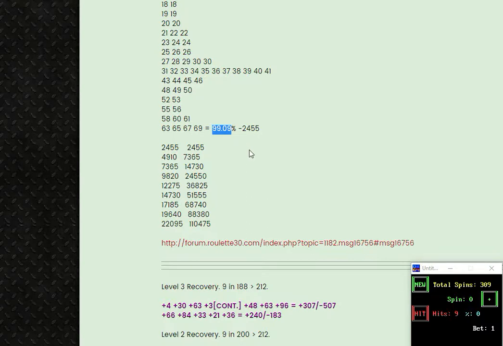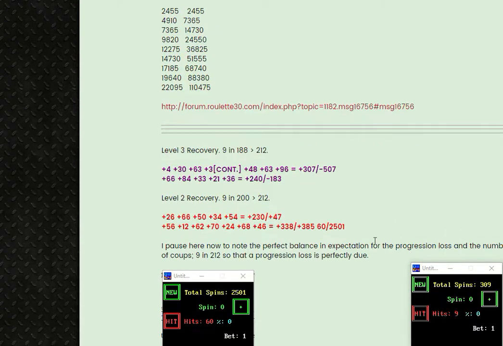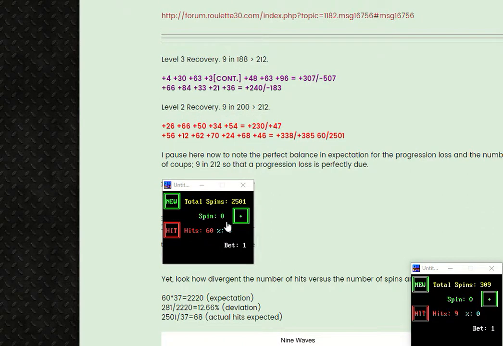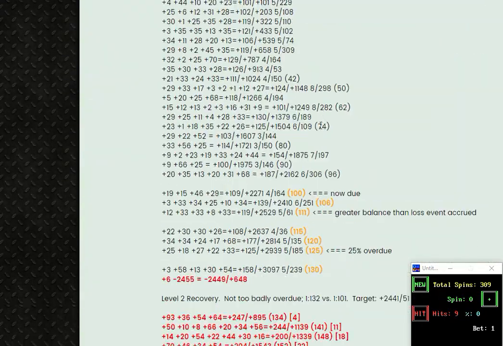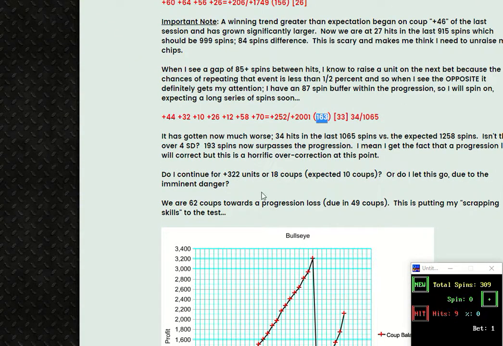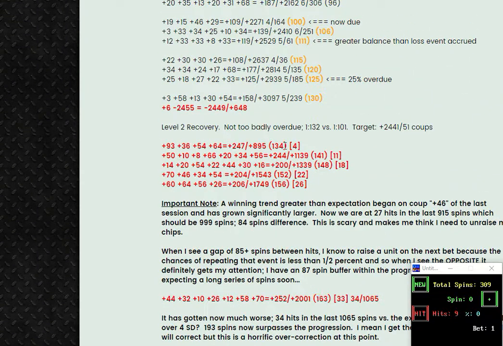That's the equivalent of the yearly indicators for statistics, the highs and lows over a year period, which is 12 months. So this is what we do. We count the coups to figure out where we are on the progression loss event statistics, which govern the HS ratio. The HS ratio is 60 hits, 2501 spins. You can see that I start tracking that statistic here in parenthesis. These are the number of coups right here. I'm starting to count the coups because they're due every 101 spins.